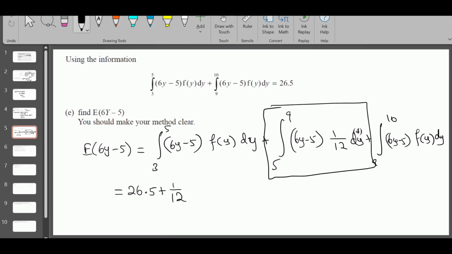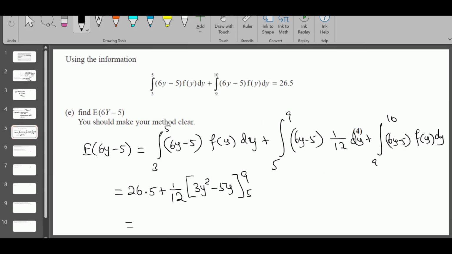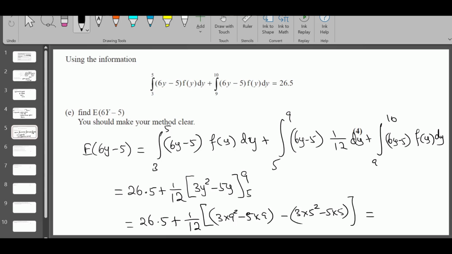6y square over 2, which is 3y square minus 5y, from 5 to 9. Calculate this value. So 26.5 plus 1 over 12 times 3 times 9 square minus 5 times 9, the upper limit, minus 3 times 5 square minus 5 times 5, the lower limit. Calculate this. That's the answer.